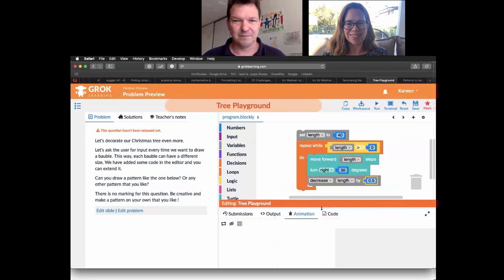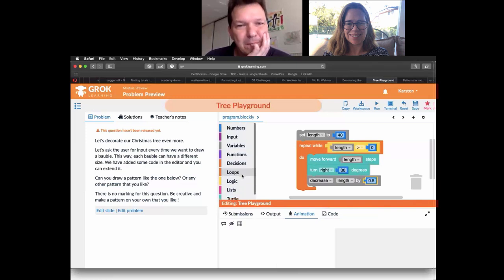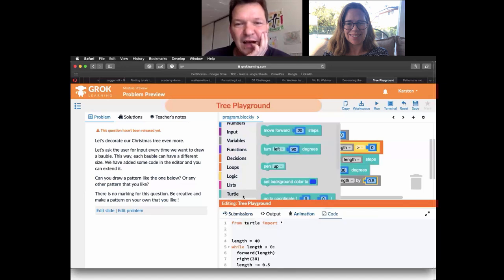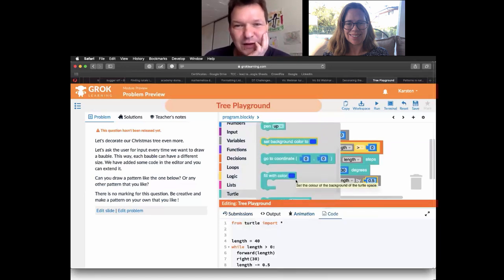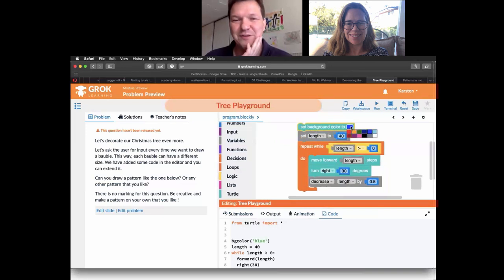Can you change the color as well? Oh, that's too hard now. Let's see, where do we have the color, Nicola? Do you remember where we put the color? I think it's in the turtle menu. Is it in the turtle menu? Yeah, I think so. Ah, look. So there you go, background color and fill color. Let's start with the background color. What color would you like? What background color would you like?